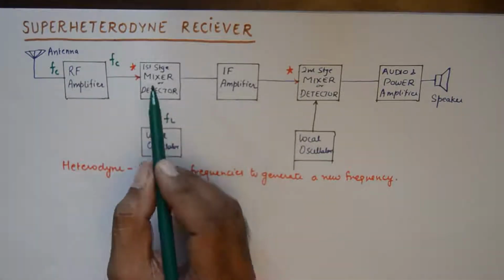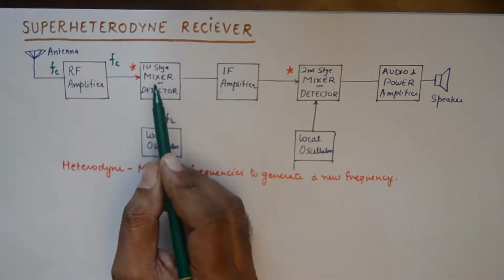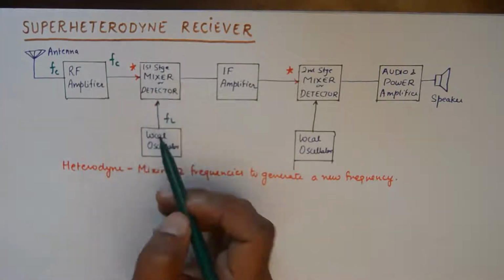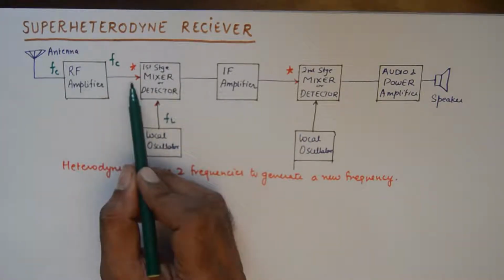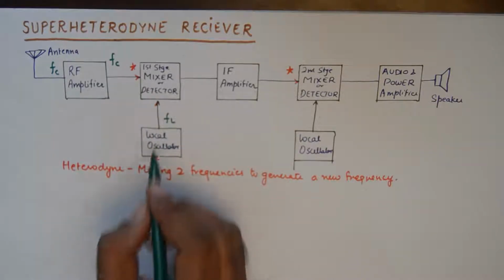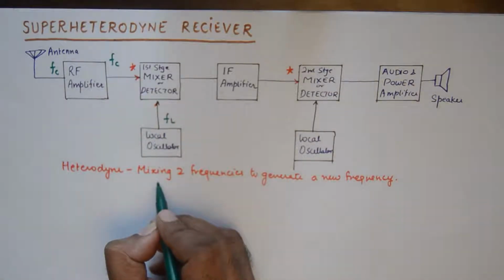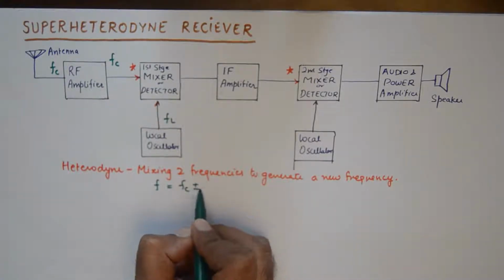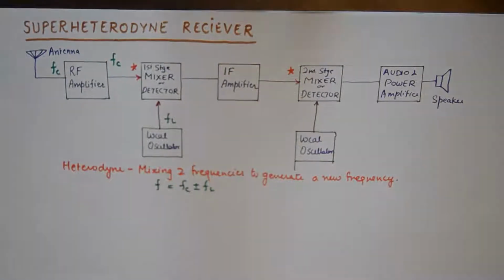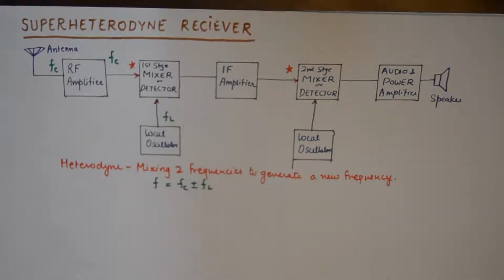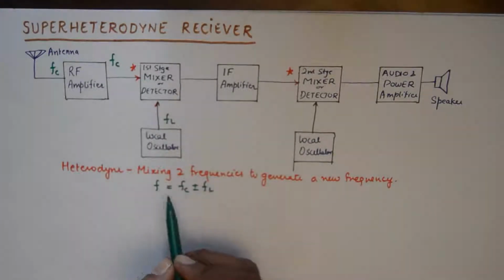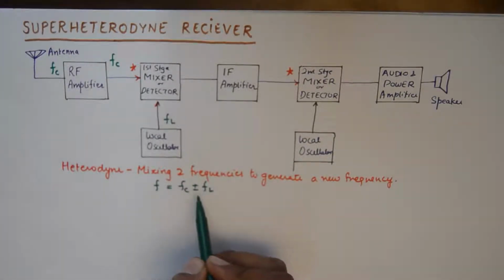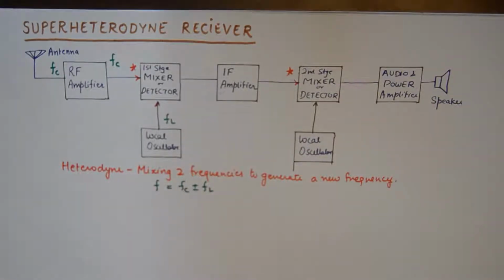So now you see that the mixer or the detector here in the first stage is being fed with two frequencies, FC and FL, and this mixer can do the job of generating a new frequency by adding or subtracting FC with FL. So we've got two options here, that we might get a new frequency by either adding the two frequencies or by subtracting the two frequencies. So that is where we'll get answers to our two questions.